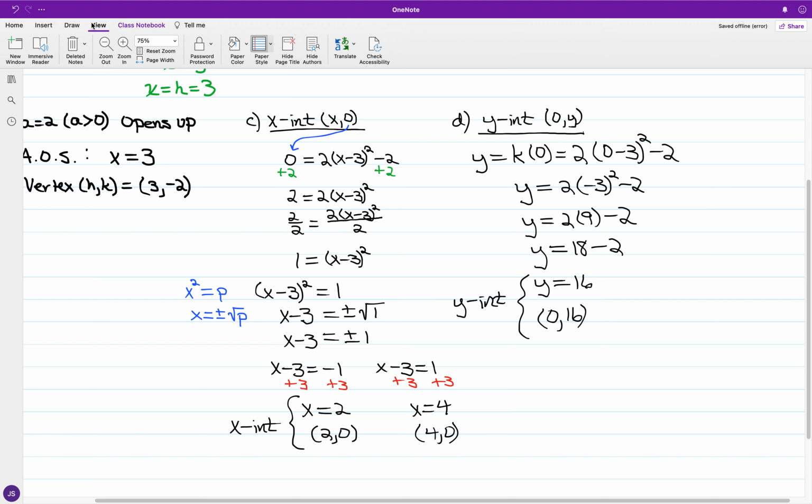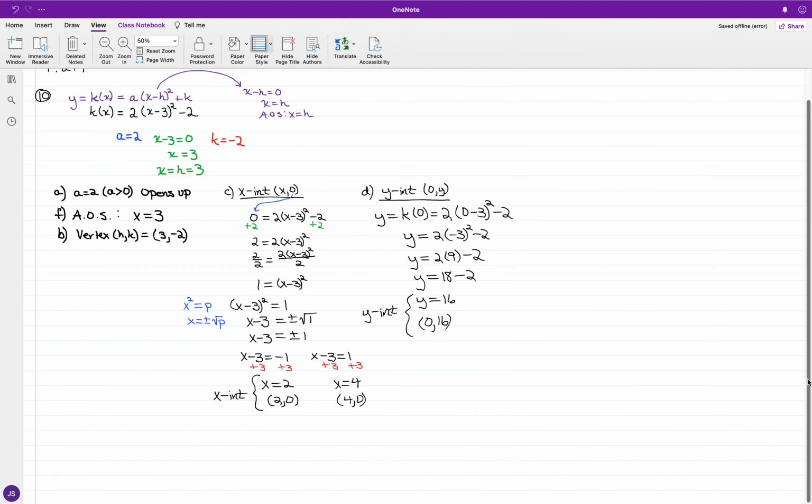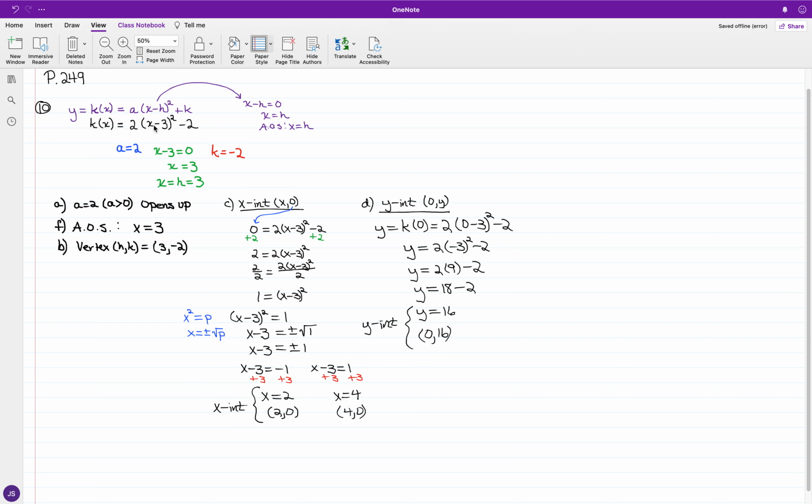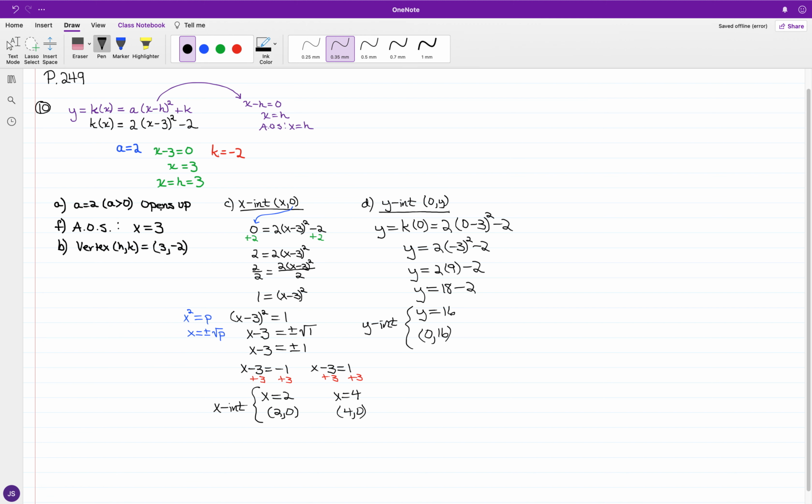Okay, so just sort of taking a step back. This is the equation we started out with. The layout was already in vertex form. So we have a at 2, h at 3, k at -2. Again, a is positive. The graph opens upward. And it's going to open up from the vertex, which we have at (3, -2).